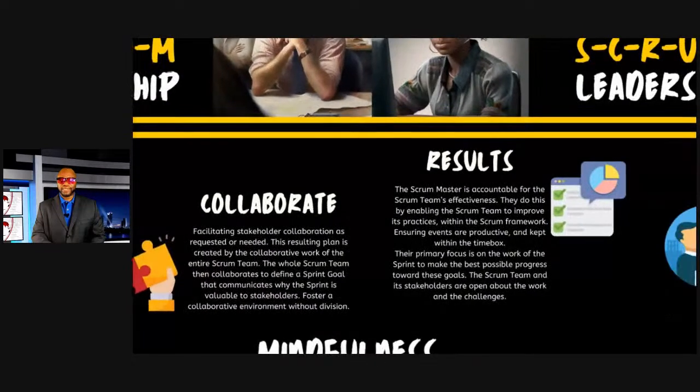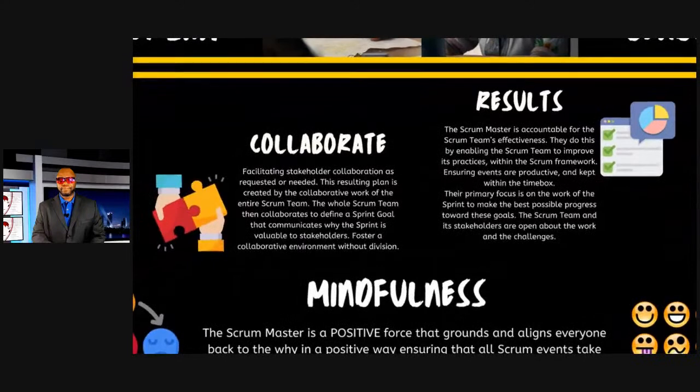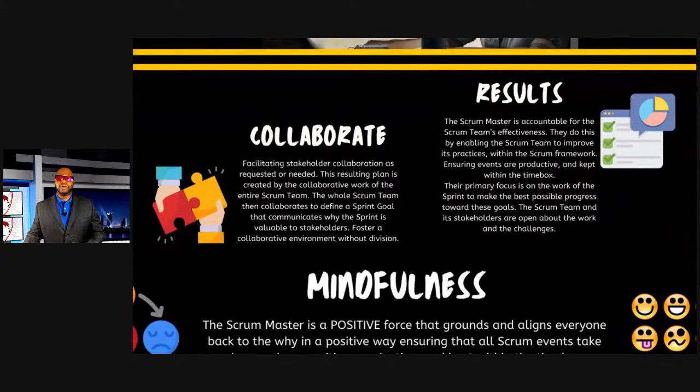Let's talk about the C, collaborate. Facilitating stakeholder collaboration as requested or needed. There are times when the Scrum team will request the Scrum Master to help facilitate because none of them is able to for one reason or another. The resulting plan is created by the collaborative work of the entire Scrum team. The whole Scrum team then collaborates to define a sprint goal that communicates why the sprint is valuable to stakeholders.